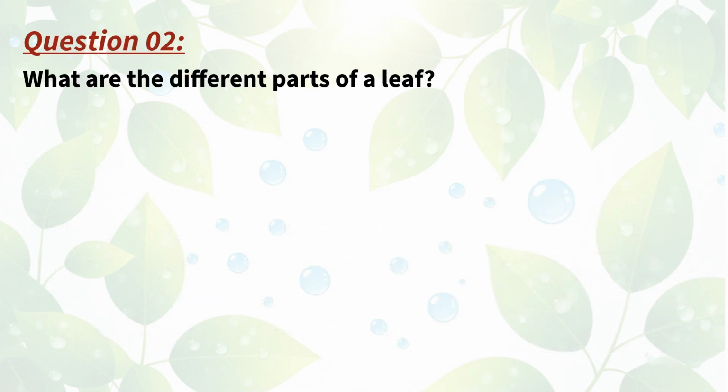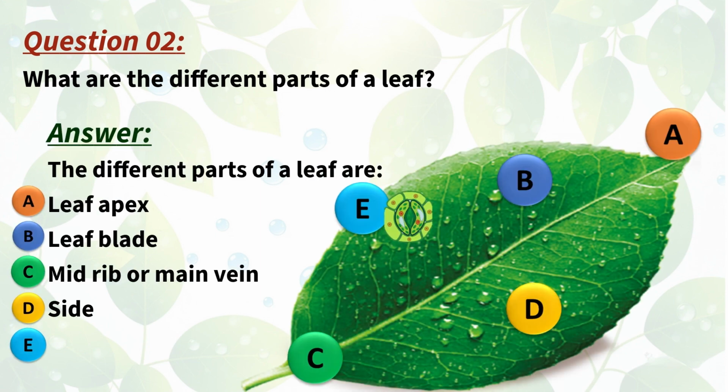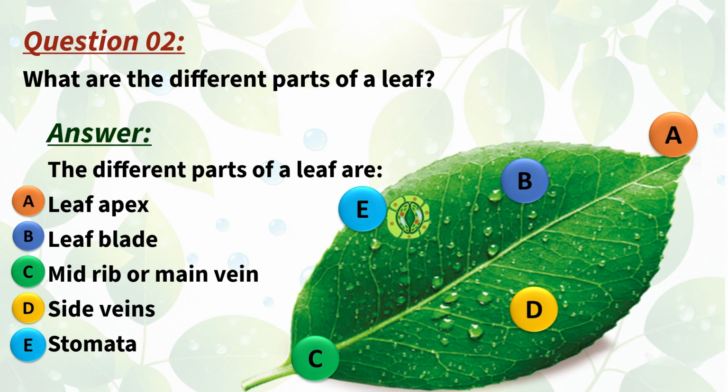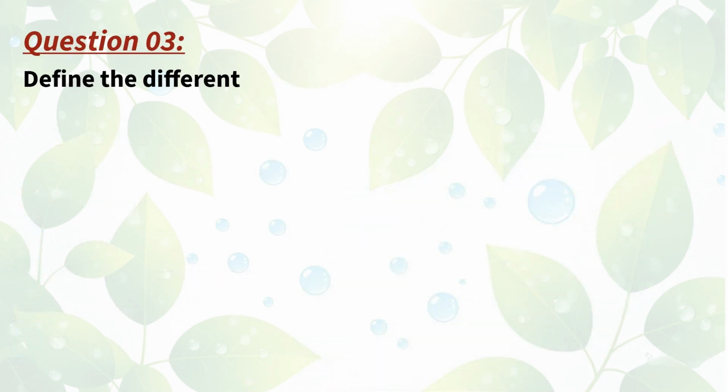Question 2. What are the different parts of a leaf? Answer. The different parts of a leaf are: A. Leaf apex, B. Leaf blade, C. Midrib or main vein, D. Side veins, E. Stomata.